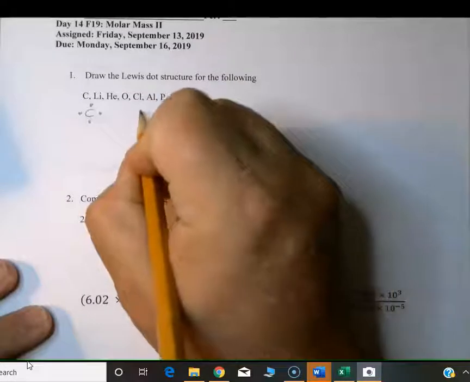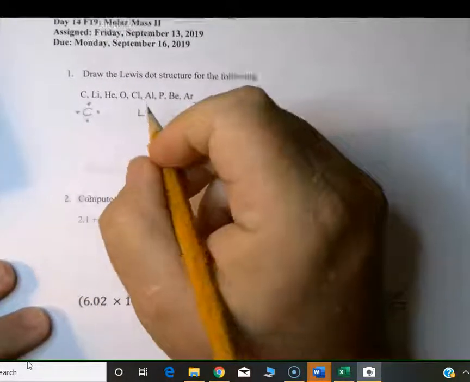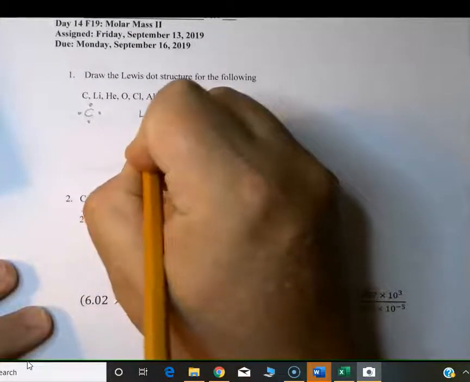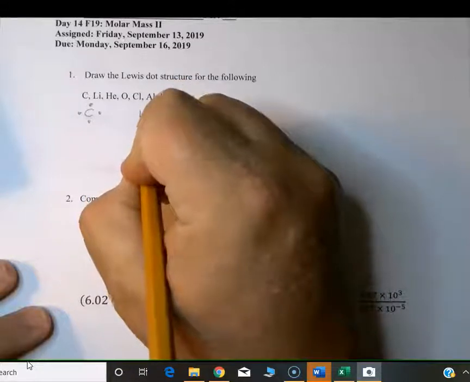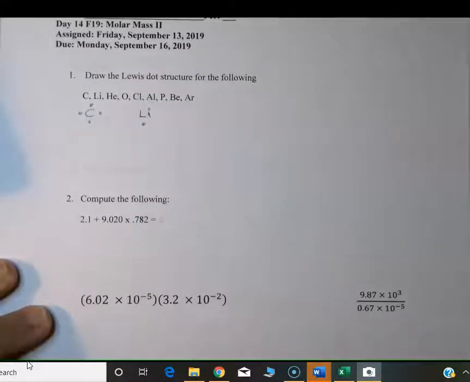Next, we're going to do lithium. Lithium is the first element in its row. It doesn't matter where you put the dot. I just happen to put it at the bottom. Next is helium.